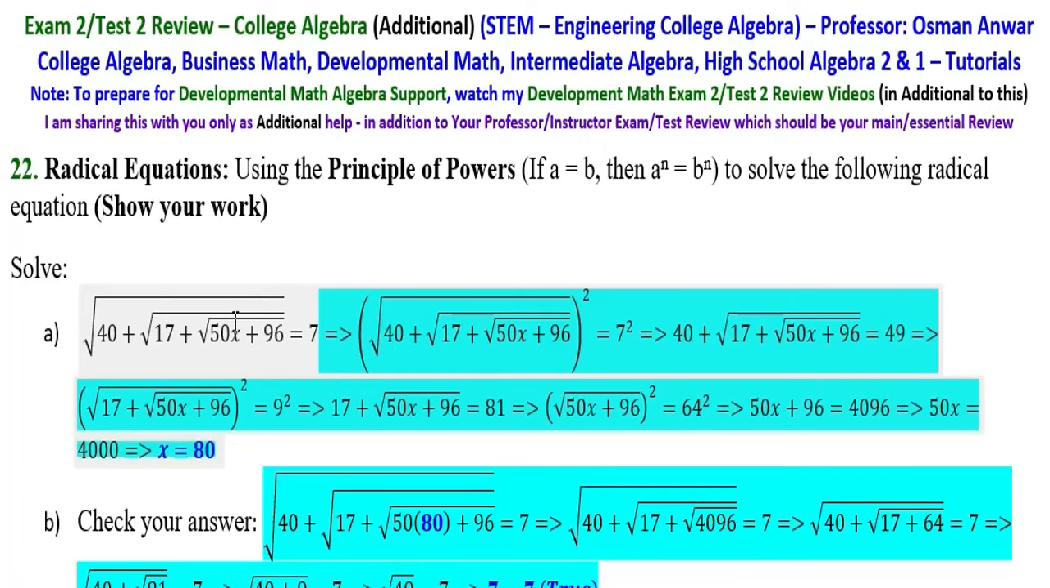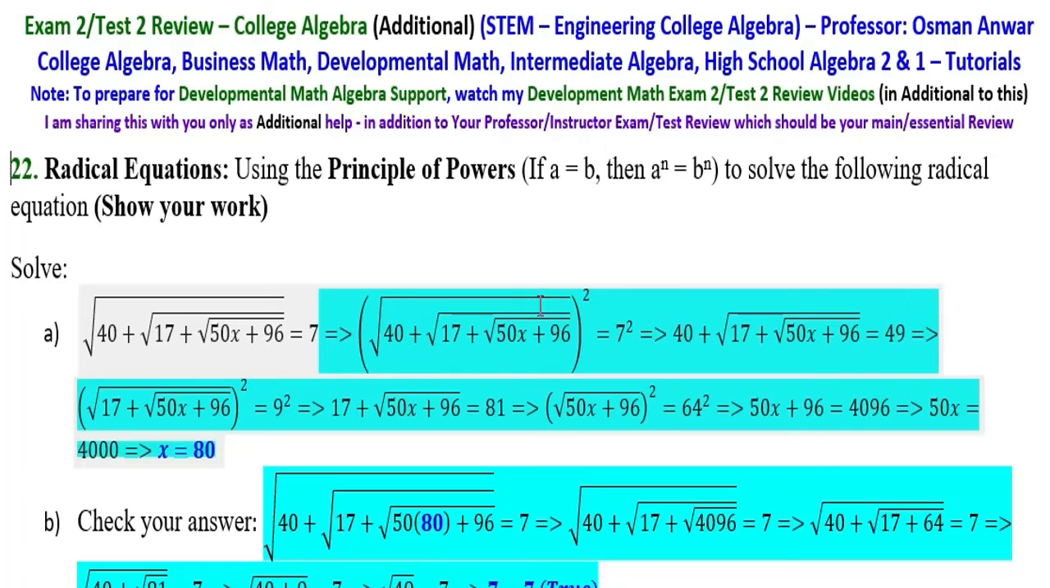So that is square both sides again. Square root of 40 plus square root of 17 plus square root of 50x plus 96 squared equals 7 squared. So when you square, the first radical comes out. So this is 40 plus square root of 17 plus square root of 50x plus 96 equals 7 squared is 49. So 49 minus 40 is 9.